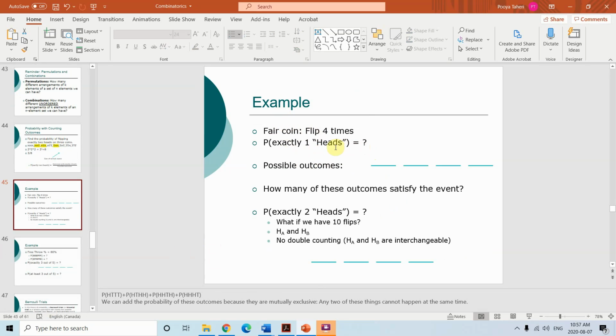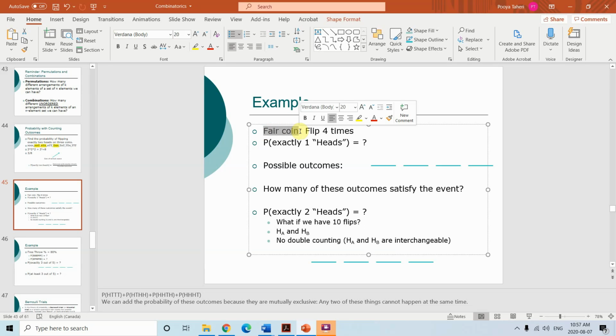So another example here. We are flipping 4 coins, or flipping a coin 4 times, and it's a fair coin, right? What does it mean? It means that the chance of a tail or a head showing up is exactly the same. So the probability of head and tail are both 50%. What is the probability of having exactly 1 head and 3 tails, right?